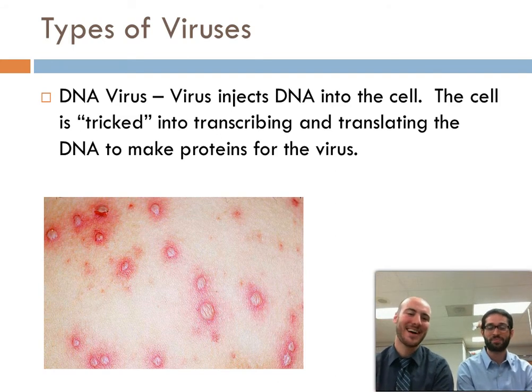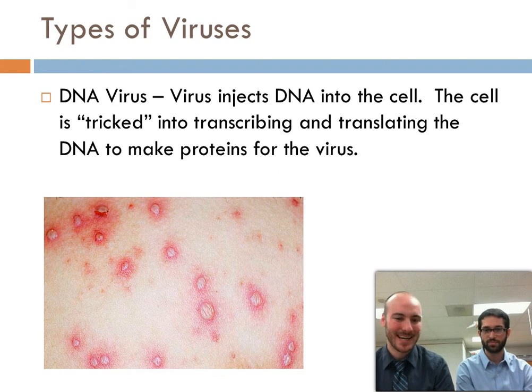So anyway, in order to reproduce, the virus actually tricks the cell into using its RNA polymerase, ribosomes, and stuff like that into making proteins that will eventually become the capsid of the virus. So the cell actually makes new viruses inside of it because it's tricked by the virus.